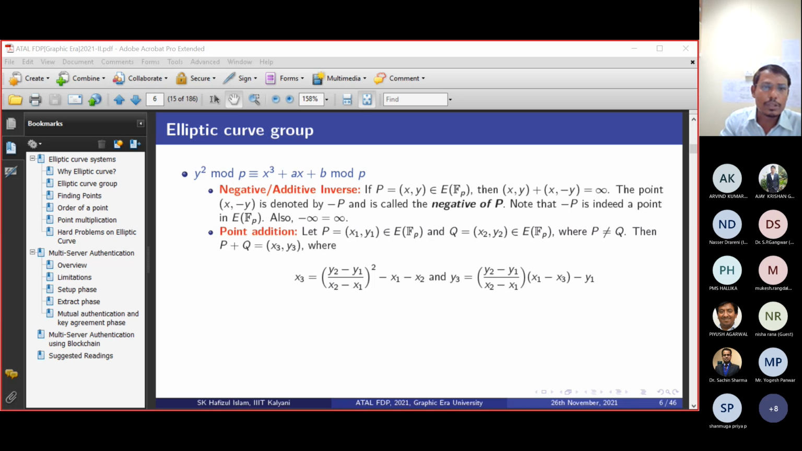If P is equal to Q and P is not equal to minus P, it is not its own negative, which is only true for the point at infinity, so that means you are adding the same point. Then the tangent at this point will cut the curve at another point, and its reflection is R. So in this case, P plus P, that we denote as 2P, is R. This is called point addition, and this is called point doubling.